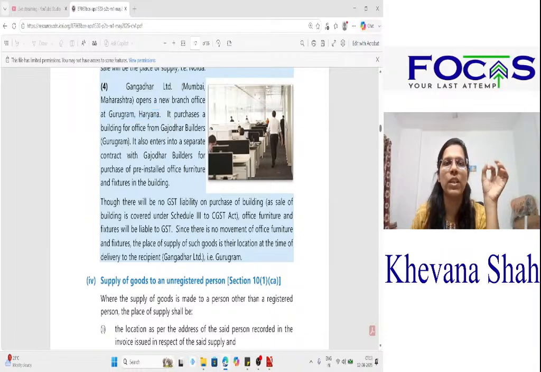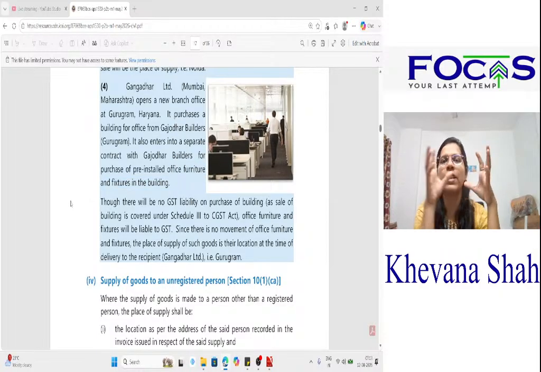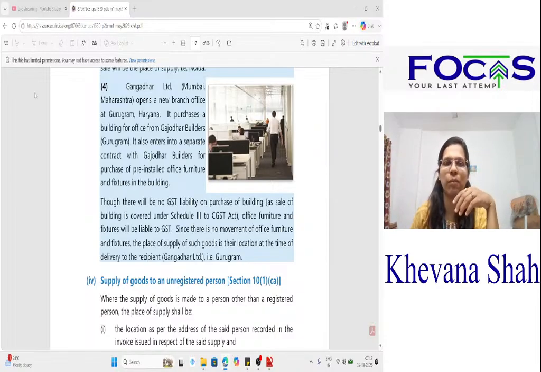Next example they have given, Gangadhar Limited, Mumbai, Maharashtra opens a new branch office at Gurugram, Haryana. It purchases a building for office from Gajodhar Builders, Gurugram. It also enters into a separate contract with Gajodhar Builders for purchase of pre-installed office furniture and fixtures in the building. Okay. So what they are doing, they have taken one office and now they are asking the builders to also provide them pre-installed office furniture and fixtures in the building.